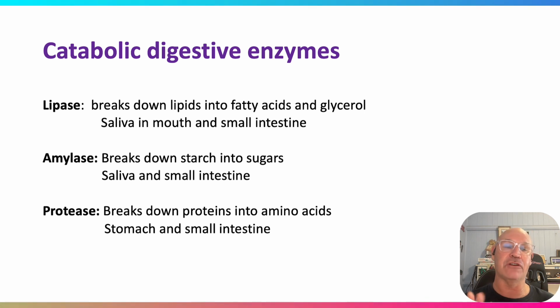We have 3 enzymes here. Remember, enzymes end in ASE, and often their name gives us a bit of an idea of what they do. So lipase breaks down lipids into fatty acids and glycerol. And that happens with the saliva in the mouth and also in the small intestine. Amylase breaks down starch into sugars, and that occurs in the saliva and the small intestine again. And protease, which breaks down proteins into amino acids, and that occurs in the stomach and the small intestine.